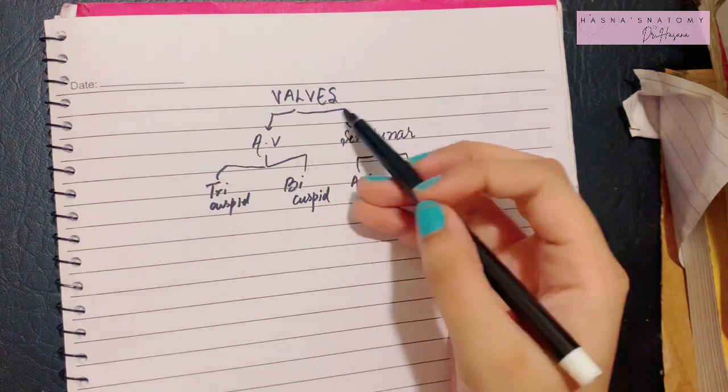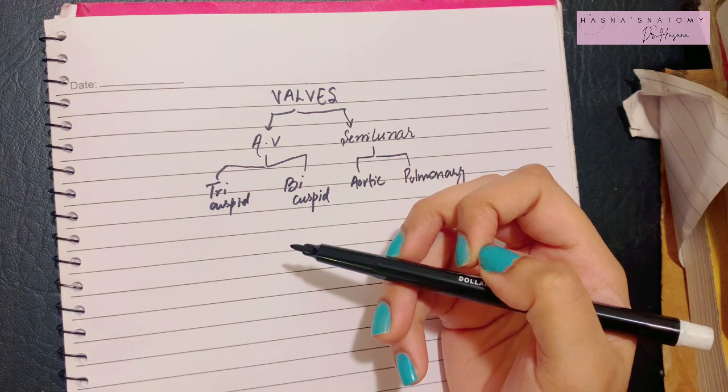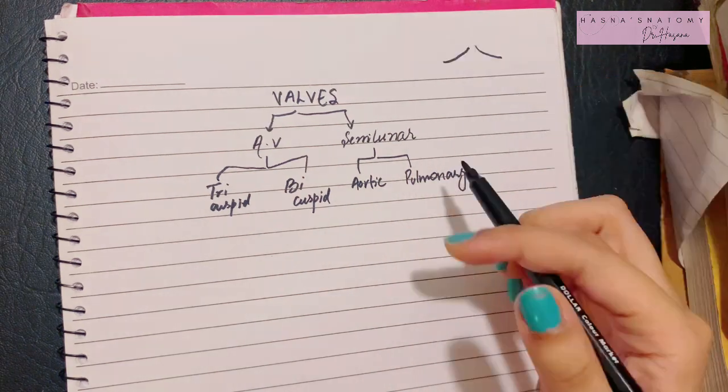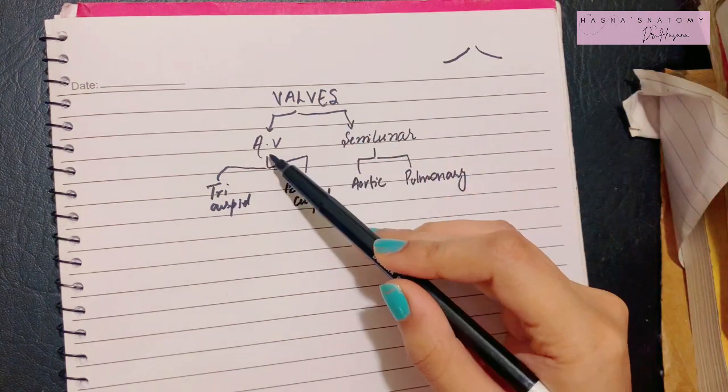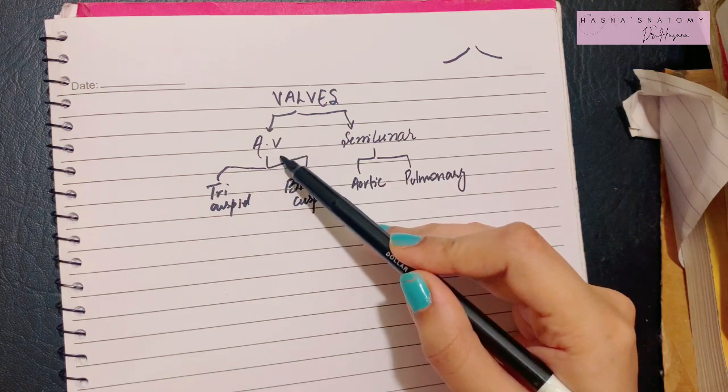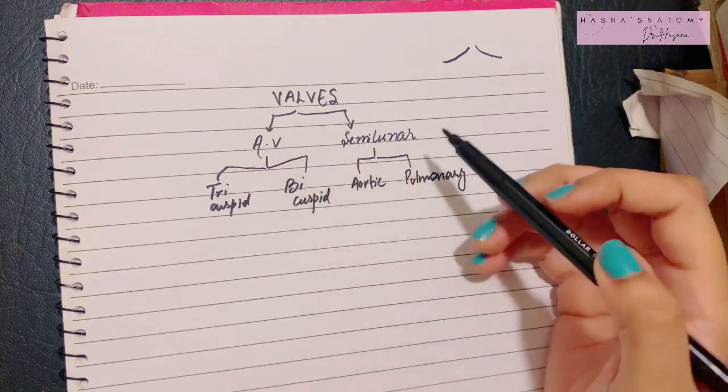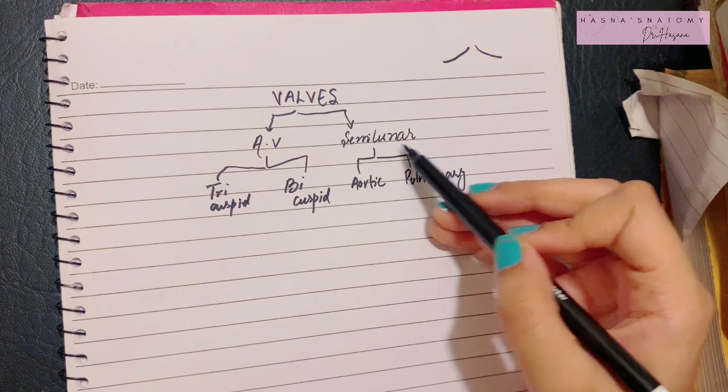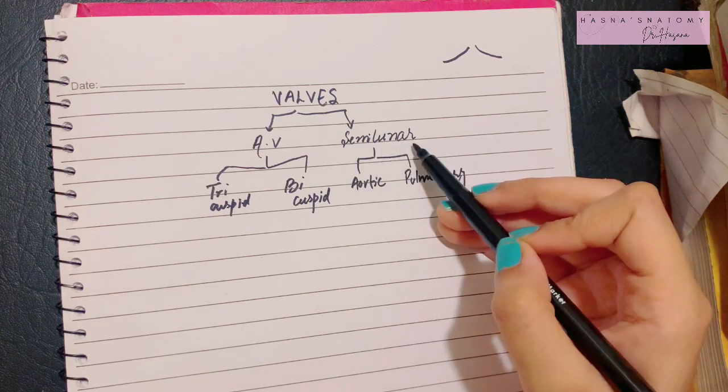So basically valves are tissues that ensure unidirectional flow of blood. In your heart there are about two types of valves, the atrioventricular valves that are lying between the atrium and the ventricles, and the semilunar valves that are lying at the root of your great vessels.